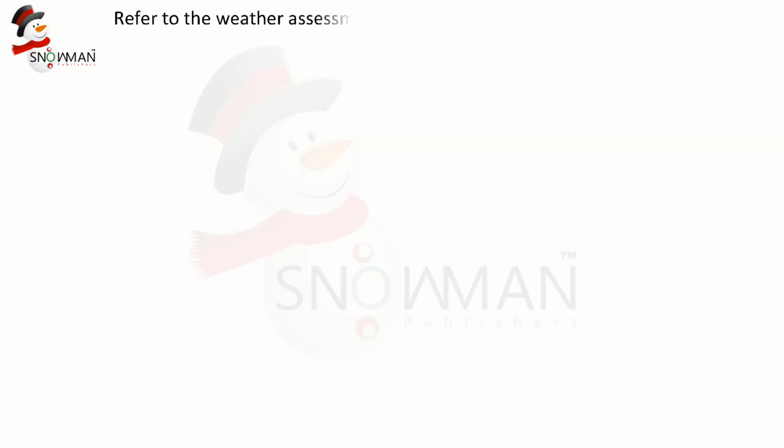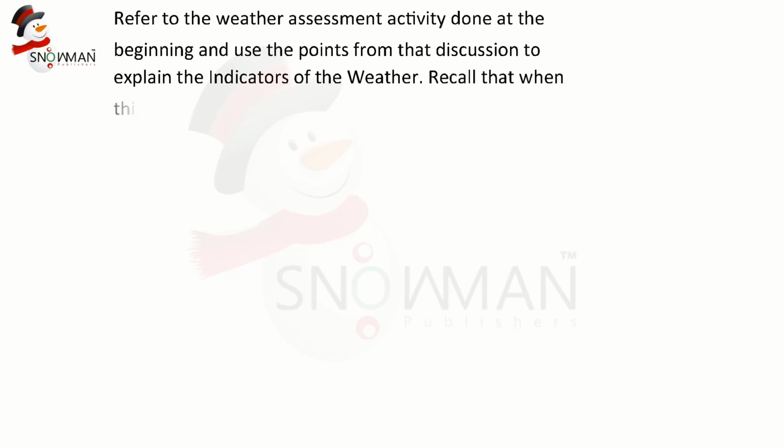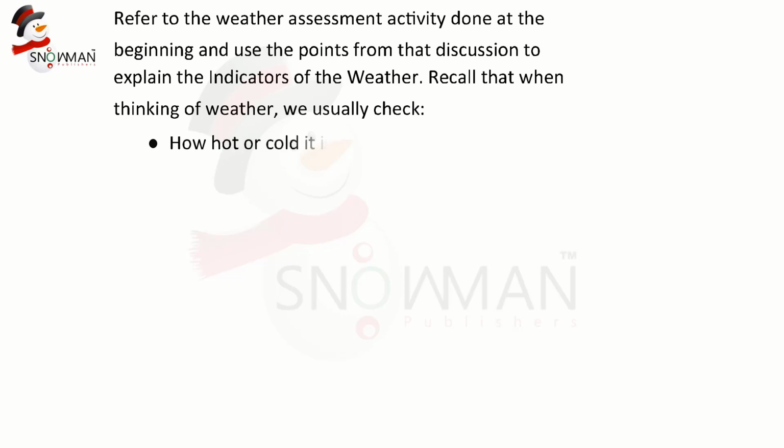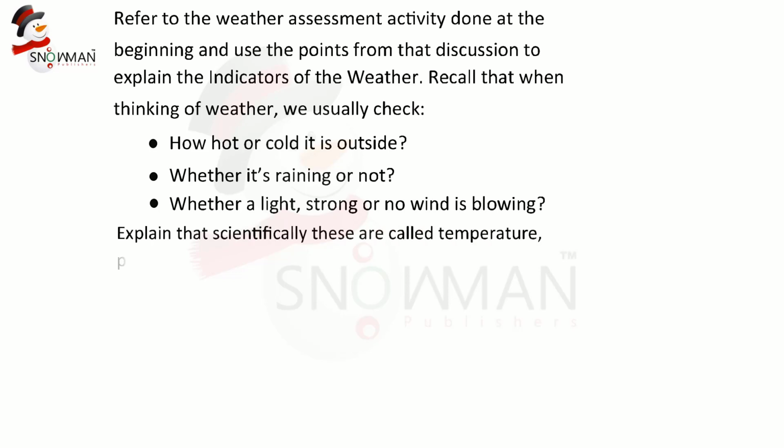Refer to the weather assessment activity done at the beginning and use the points from that discussion to explain the indicators of the weather. Recall that when thinking of weather, we usually check how hot or cold it is outside, whether it's raining or not, whether a light, strong, or no wind is blowing. Explain that scientifically these are called temperature, precipitation, and humidity. Explain these further with the help of the textbook.